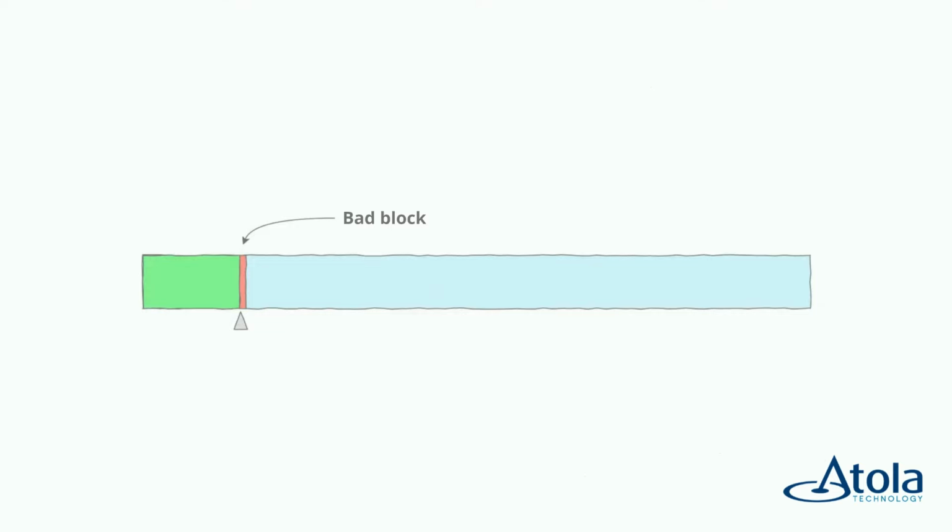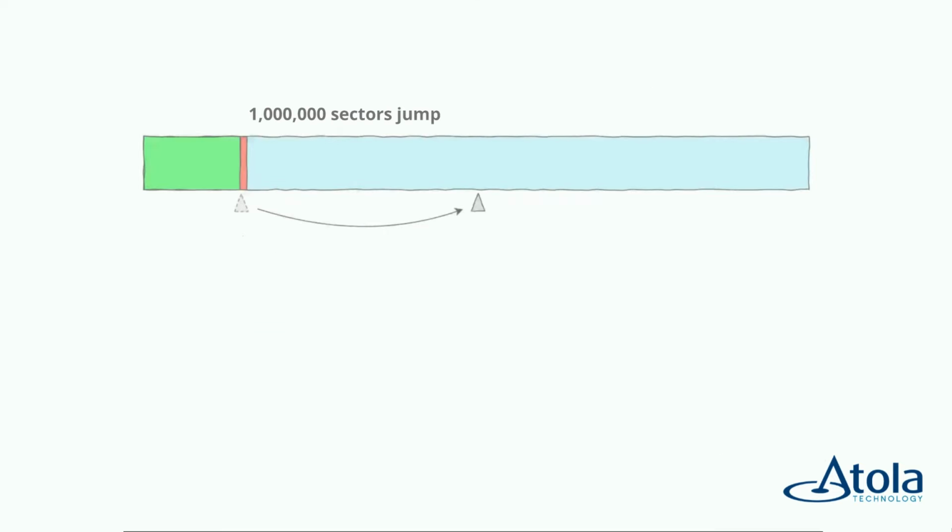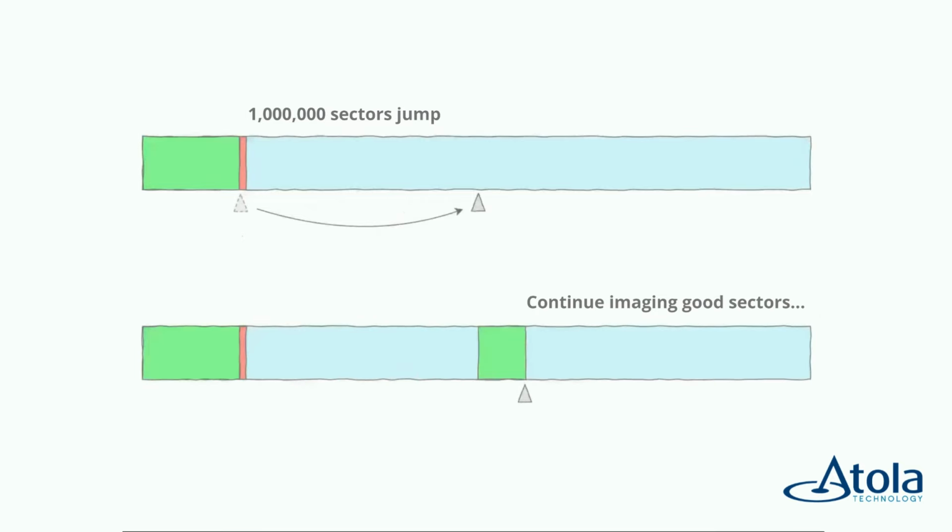Once TaskForce encounters the block that contains a bad sector, it performs an automatic jump by 1 million sectors as defined by the settings of the first imaging pass. Then it continues to image the sectors after the skipped area.